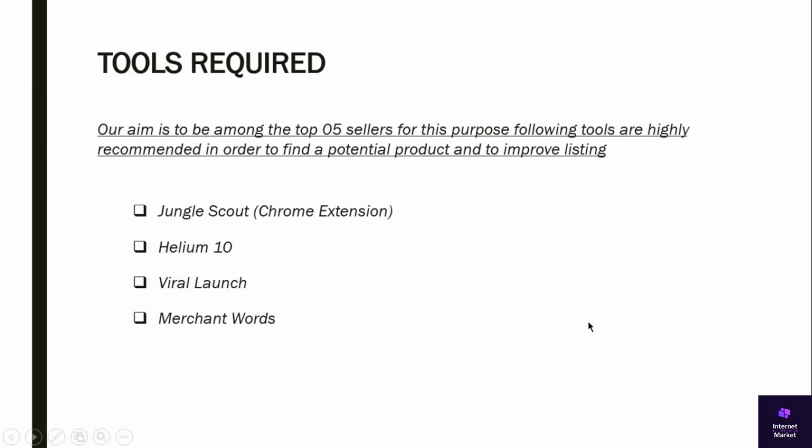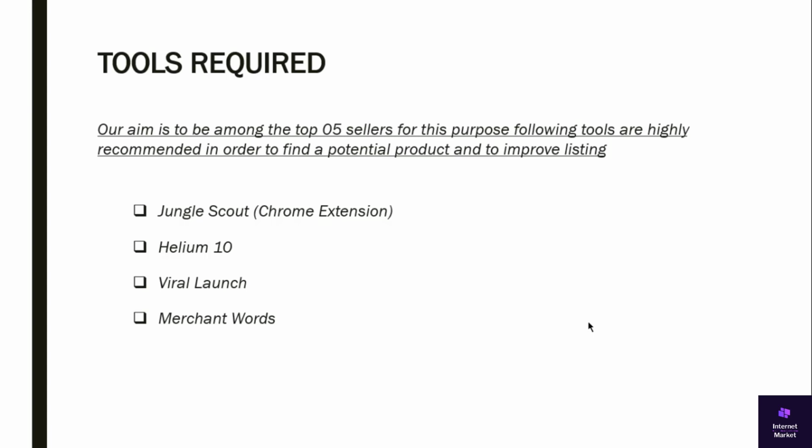Our aim is to be among the top 10 sellers against that product or keyword. For this purpose, the following tools are highly recommended in order to find a potential product and to improve the listing. 1. Jungle Scout Chrome extension. Jungle Scout is the most efficient tool to identify the potential within a product. It is the mandatory tool, and you must have the Jungle Scout Chrome extension. 2. Helium-10.